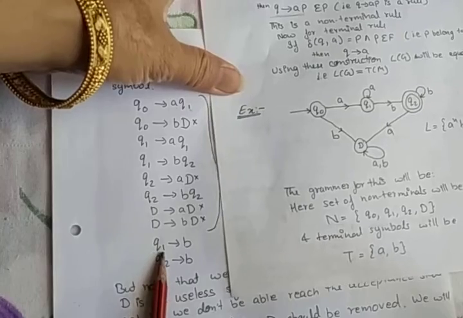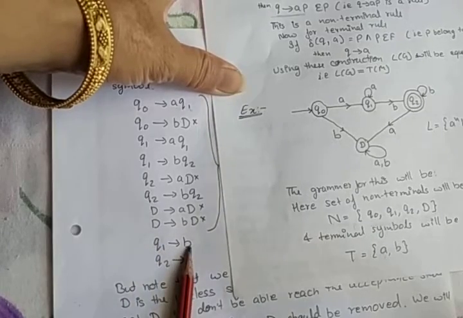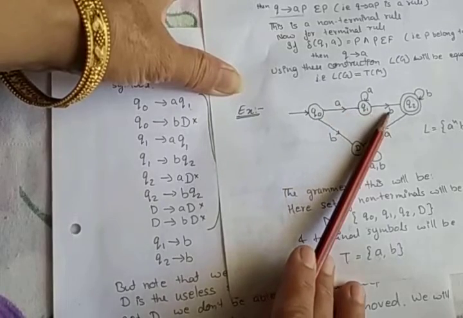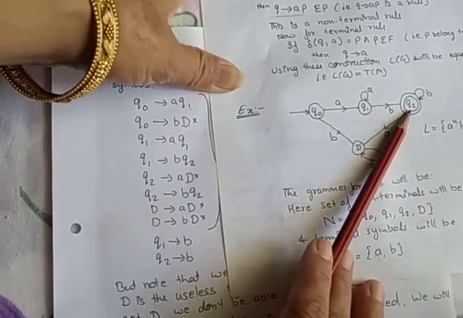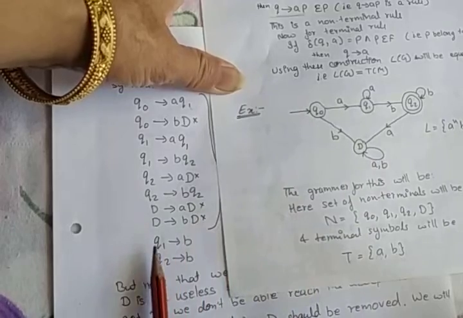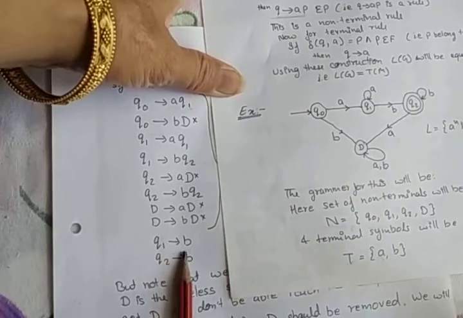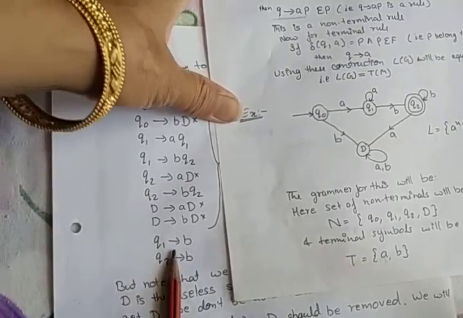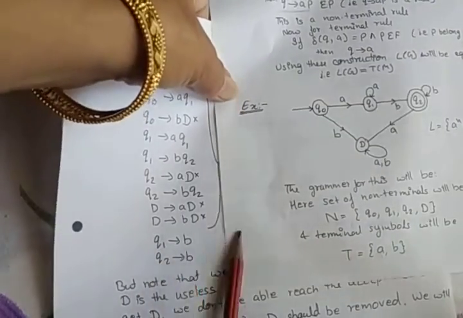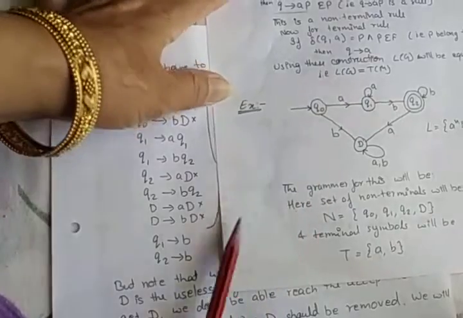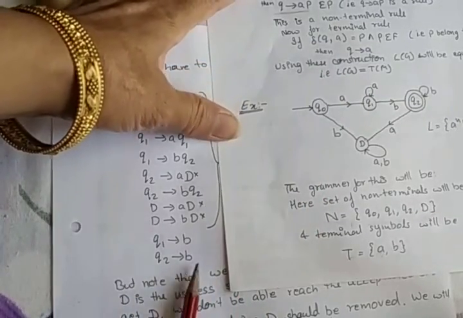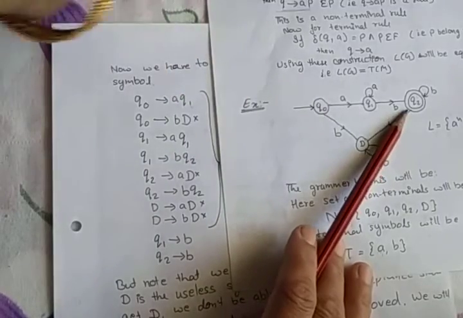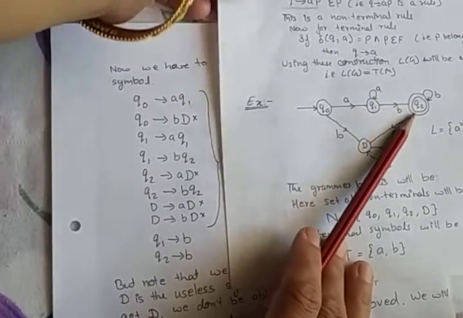So these are the rules for this. Now Q1 tends to B means at Q1, when we read B, we go to the final state. That's why we have written it as producing a terminal string. For Q1 tends to B and for Q2 tends to B, because at Q2, when we read B, we go to the final state. Right? So this is the rule for the final state.